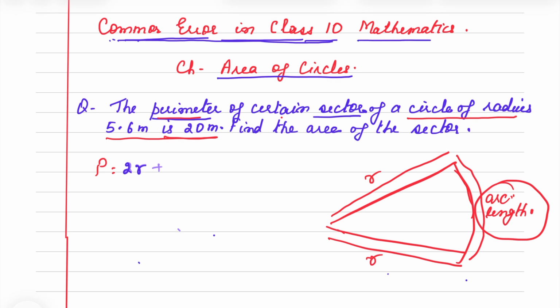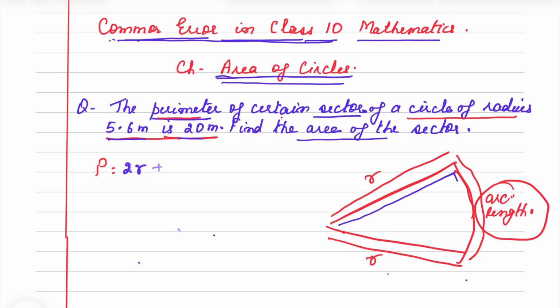The question is: the perimeter of a certain sector of a circle of radius 5.6 meter is 20 meter. Find the area of the sector. So, perimeter. Find the area of the sector.